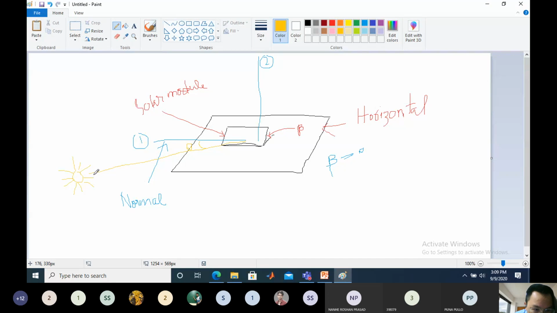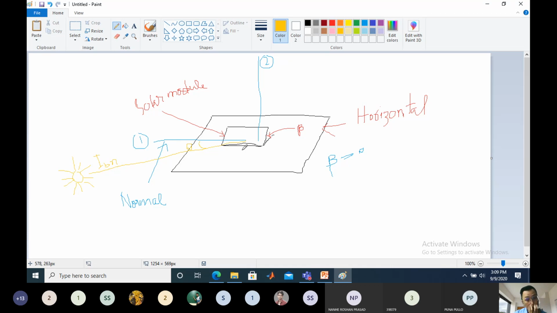So, beam radiation. Imagine the solar beam radiation falling on this point, making an angle theta with respect to the normal of the solar module. Let me represent it like this: IB, the solar beam radiation, is falling on the solar module and making an angle theta with the normal. The normal is the blue line.